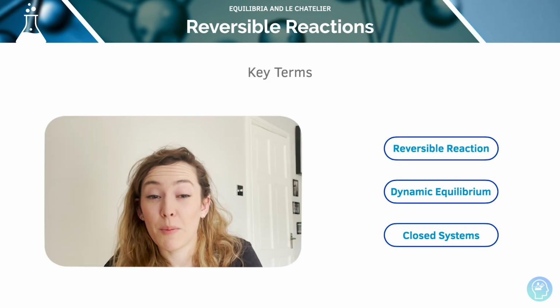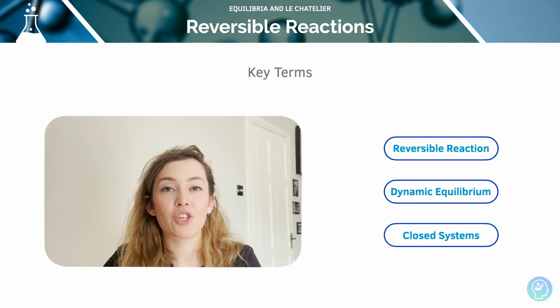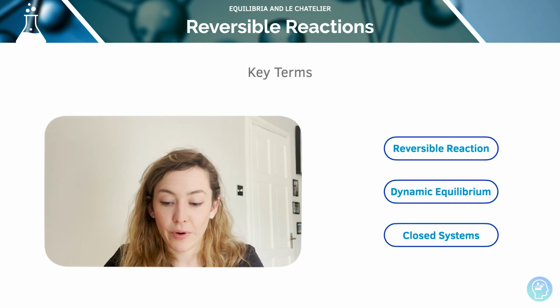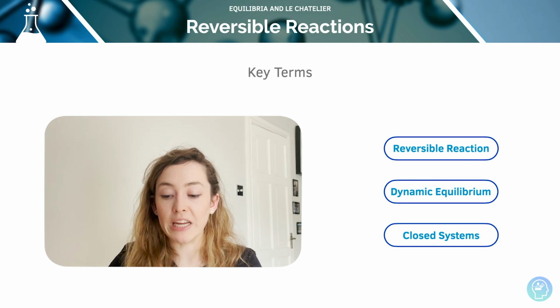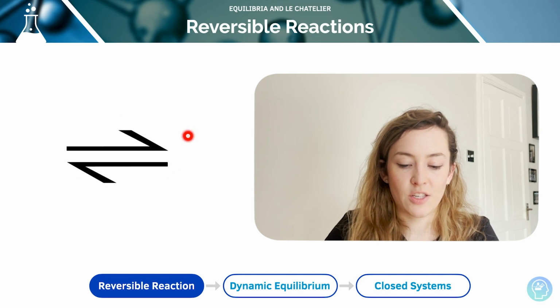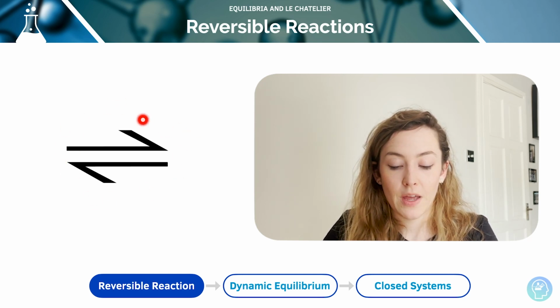So key terms we're going to come across: reversible reaction, dynamic equilibrium, and closed systems. Those are three things we really need to understand in order to master this topic. You're going to see this a lot. This is a reversible reaction sign.